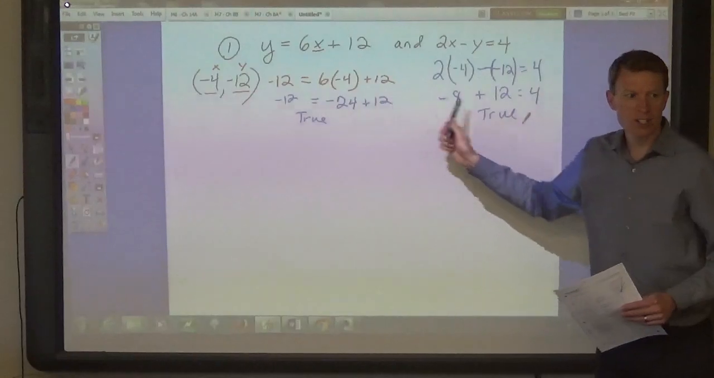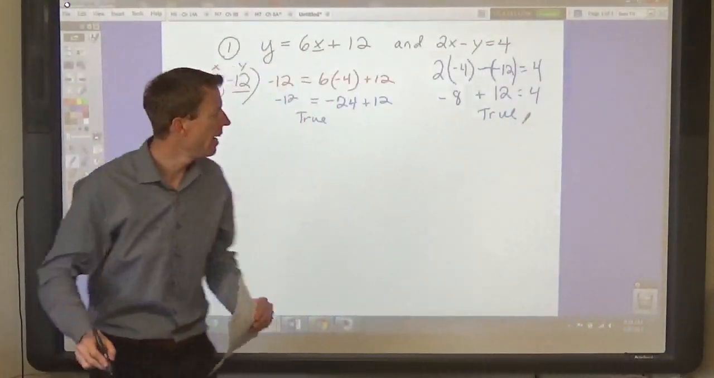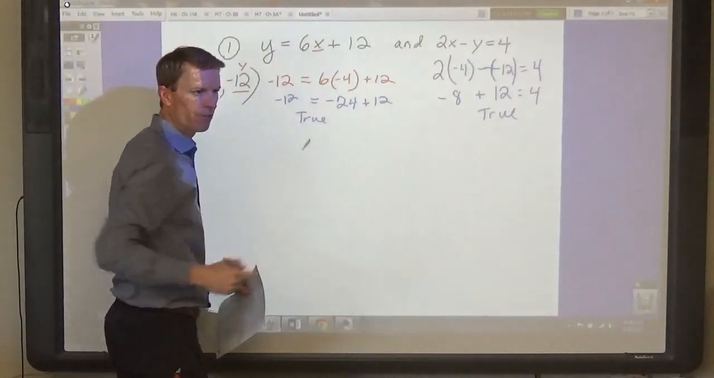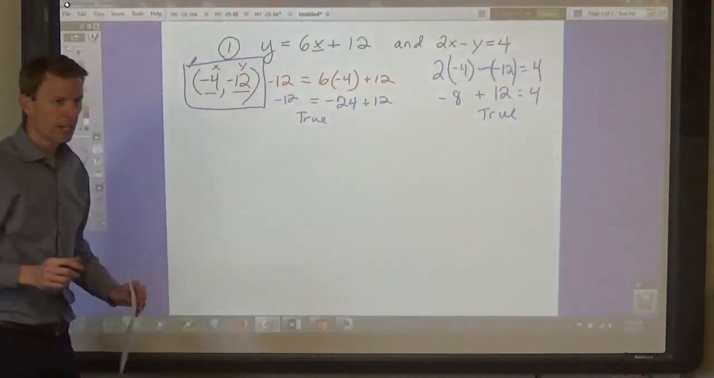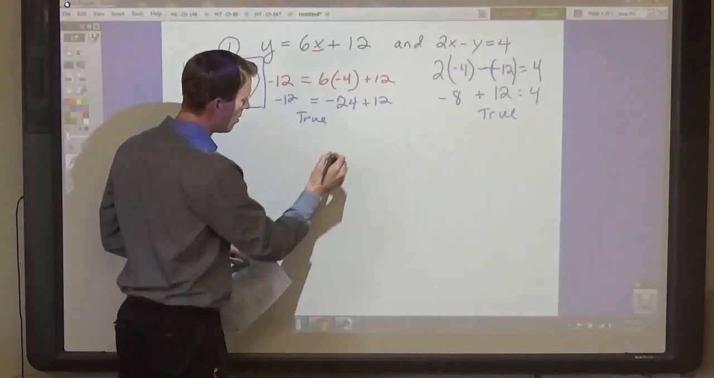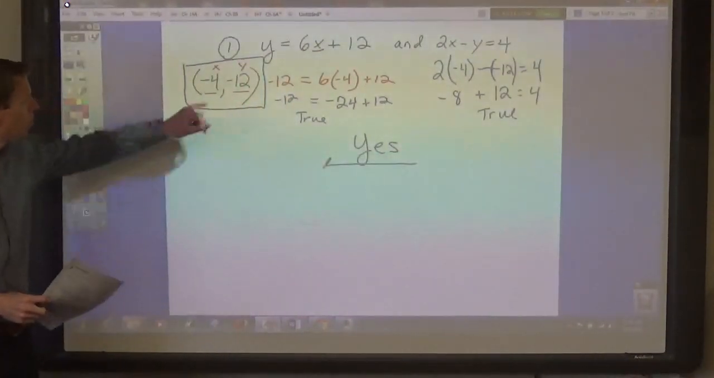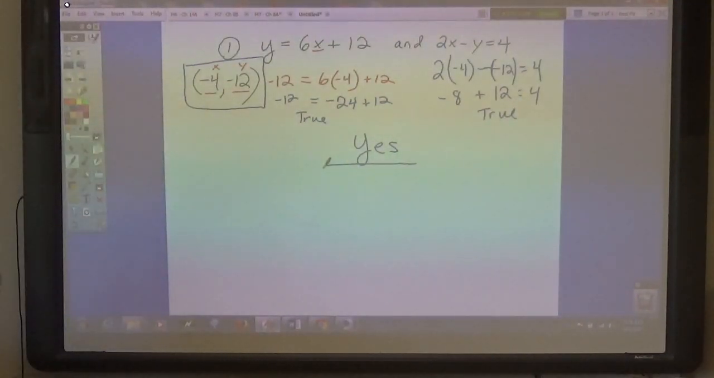So, if both equations are true with the given point, then we have found a solution to the system of equations. We're looking for this point, and we found the solution. So, yes. Write yes on the line to show that this point is the solution to both equations. Okay?